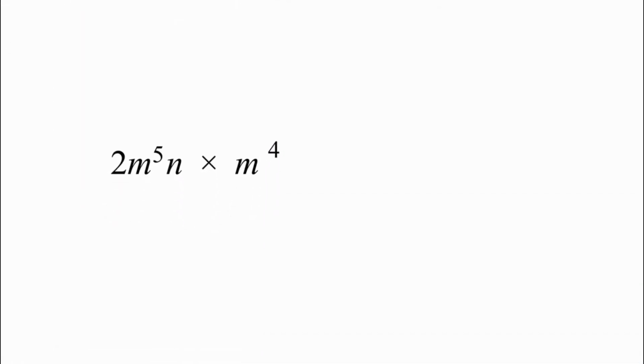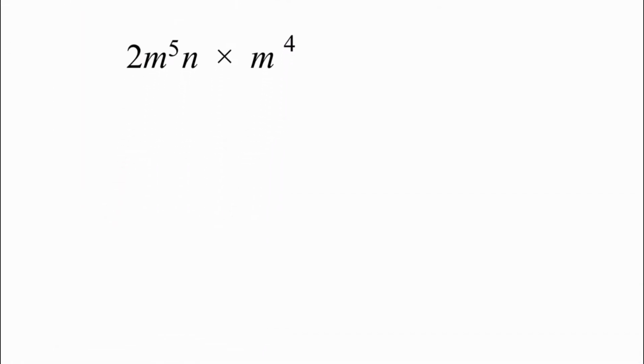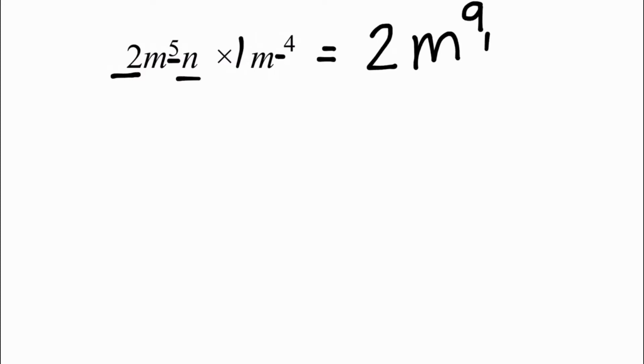Let's look at an example together. Now this one has a number. We're going to multiply that number first. There is a 1 here. Remember, those ones are invisible. So it just stays at 2. Here we have m next. m to the 5 and 4, so this becomes m to the 9th power. And there's only one n, so it stays like that. I hope that made sense.